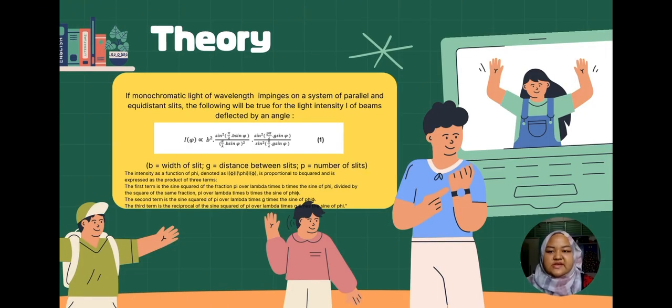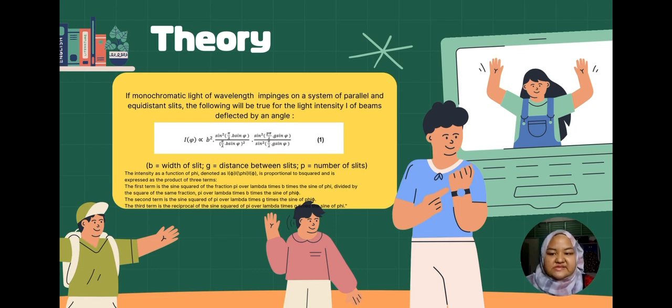Theoretically, if monochromatic light of wavelength lambda impinges on a system of parallel and equidistant slits, the following will be true for the light intensity I of beams reflected by an angle phi, where the intensity as a function of phi, denoted as I(phi), is proportional to b squared and is expressed as the product of three terms. The first term is the sine squared of the fraction pi over lambda times b times the sine of phi, divided by the square of the same fraction, pi over lambda times b times the sine of phi.